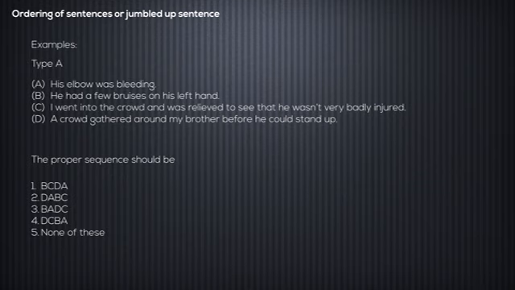The proper sequence should be option 1, B, C, D, A. Option 2, D, A, B, C. Option 3, B, A, D, C. Option 4, D, C, B, A. Option 5, none of these. The correct sequence for this would be option 4, D, C, B, A.